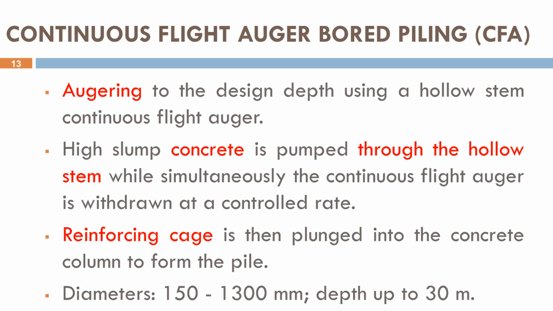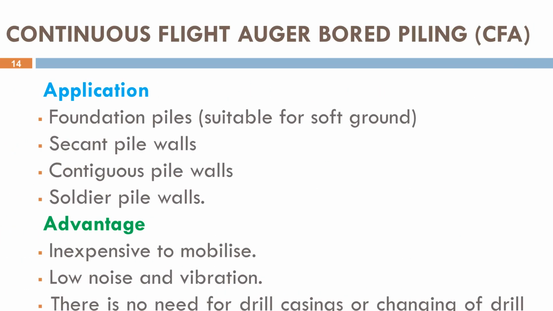CFA piles generally have diameters ranging from 150 mm to 1,300 mm, in depths up to 30 meters. The major advantage is that the borehole remains stable because concrete is placed immediately after drilling. Let us see the applications and advantages of CFA piling.